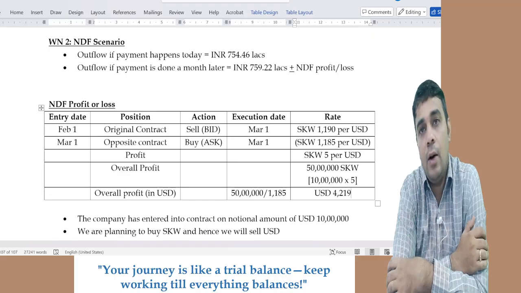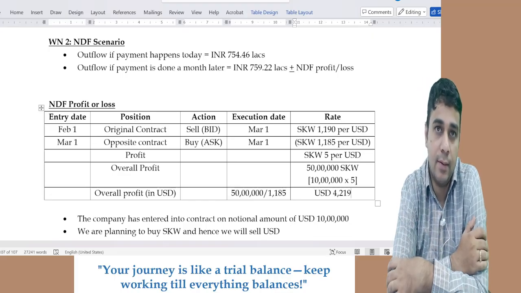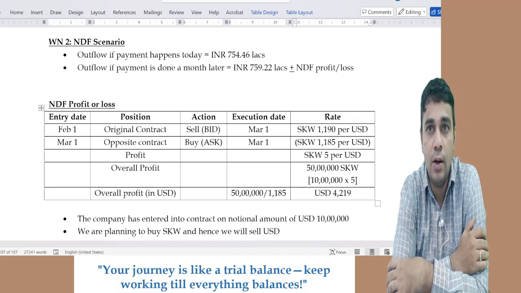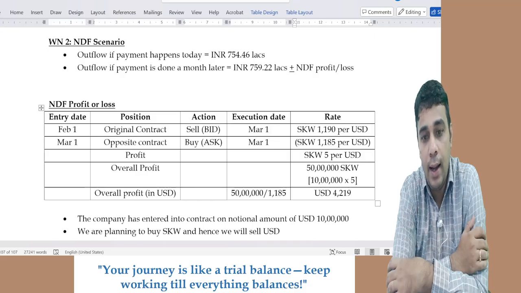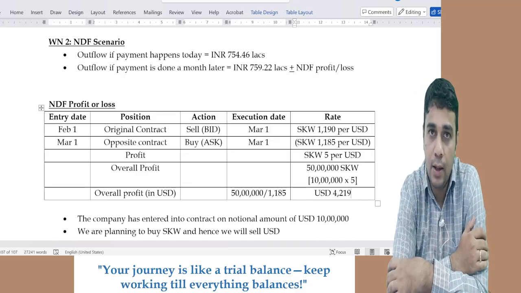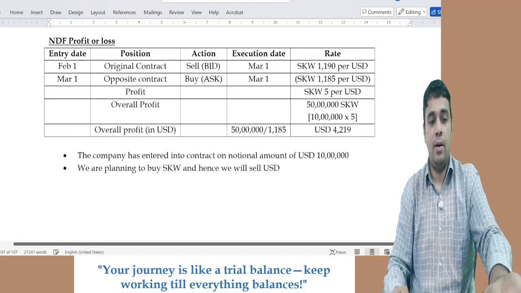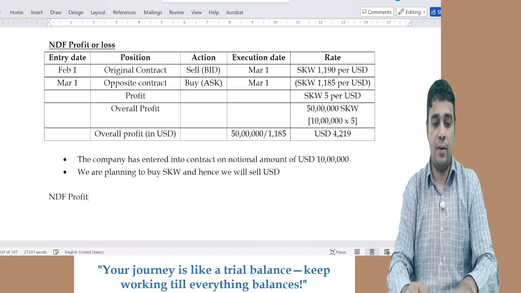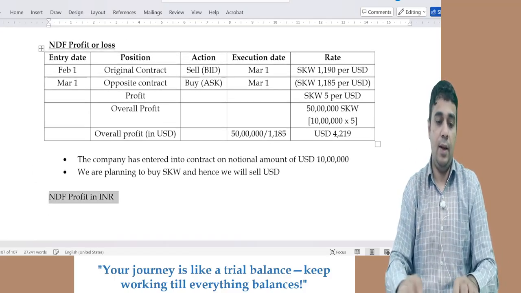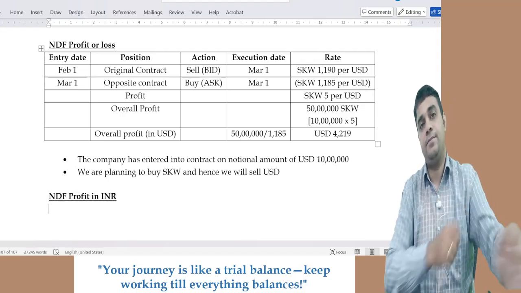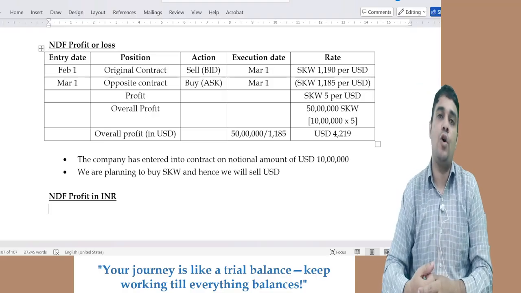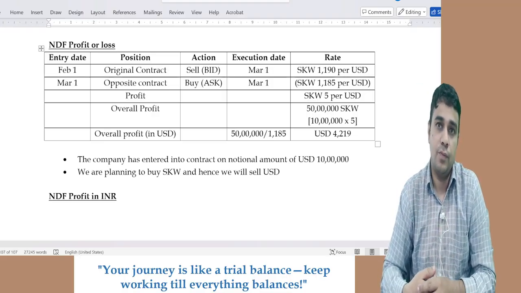This I will now convert into my currency, INR. Why 4219? Settlement rate was 1185. I got this. Next line, come down. NDF profit in INR. We made a profit of $4219.